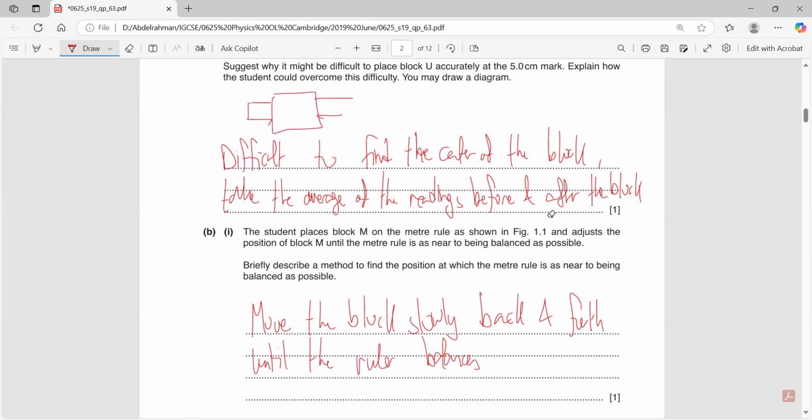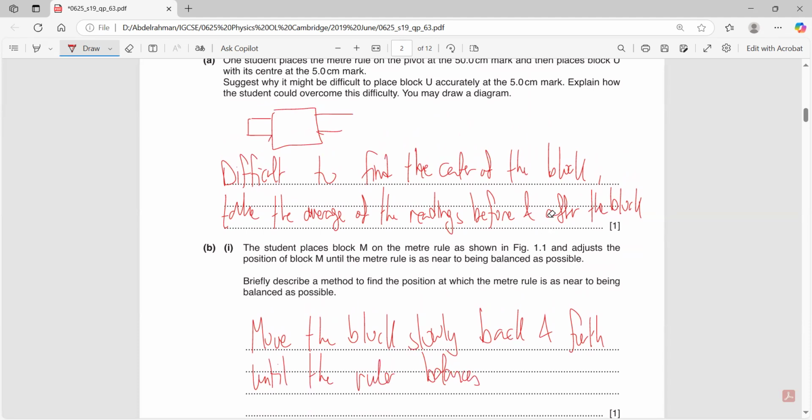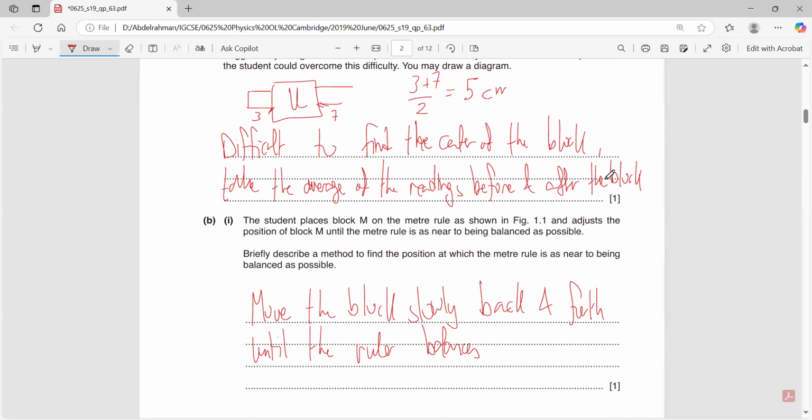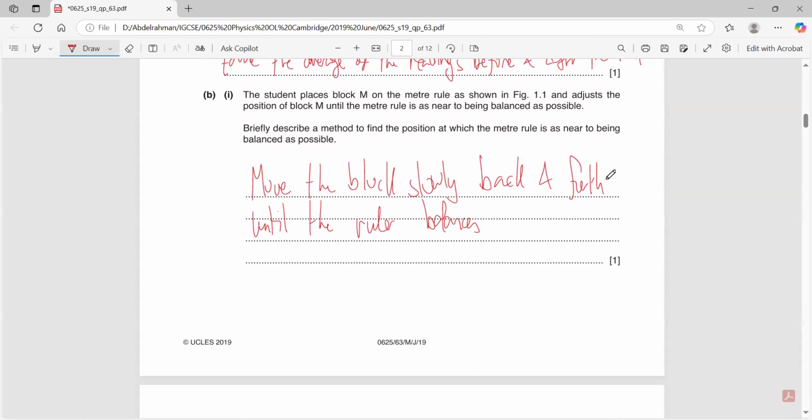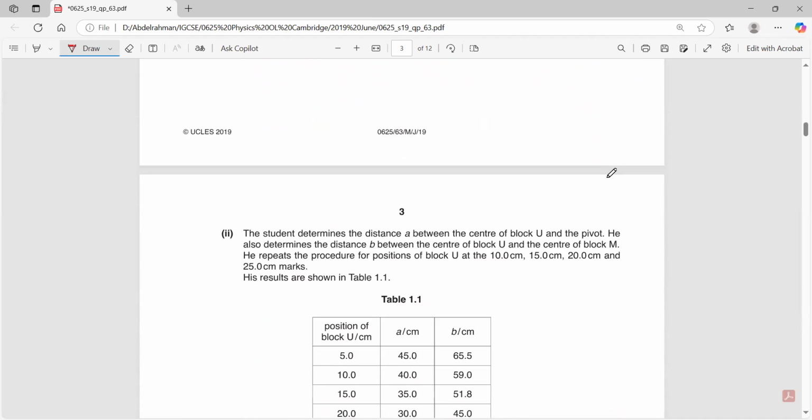As for the previous question, if you had a larger block, it covers the readings behind it. So how can I find the center of this block? Just take the reading before and after. For example, if the reading before was 3 and the reading after was 7, how can I find the average? 3 plus 7 divided by 2, which would be 5 centimeters. Okay, for B, just move the block slowly until it balances.